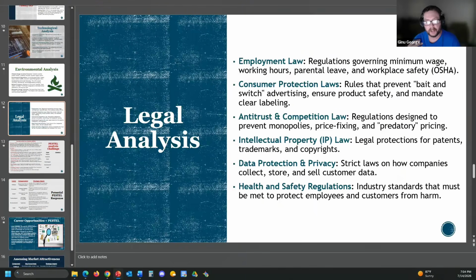Intellectual property laws, IP laws, exist. They're there to protect our company's patents, our trademarks, and copyrights. It's also going to protect other companies from us infringing on their patent or trademark or copyright. In the digital age, which we live in now, there's data protection and privacy law. In Europe, there's something called the GDPR, a continent-wide protection law, right? You can't really get around it.